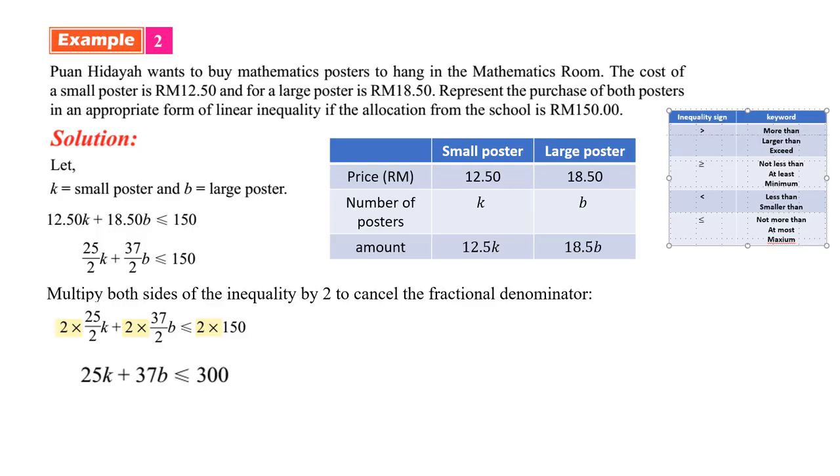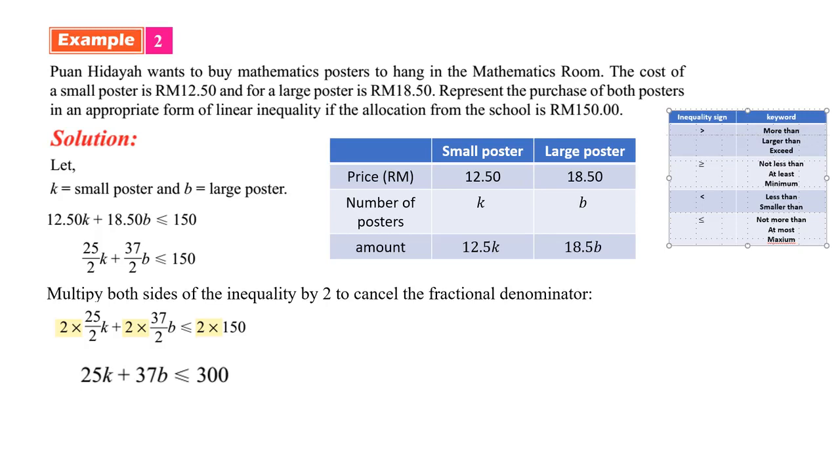Example 2. Puan Hidayah wants to buy mathematics posters to hang in the mathematics room. The cost of a small poster is 12 ringgit 50 cents and a large poster is 18 ringgit 50 cents. Represent the purchase of both posters in an appropriate form of linear inequality if the allocation from the school is 150 ringgit.